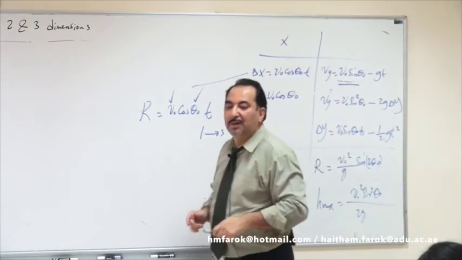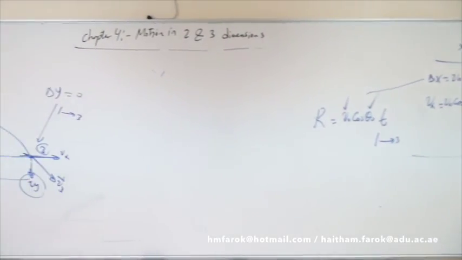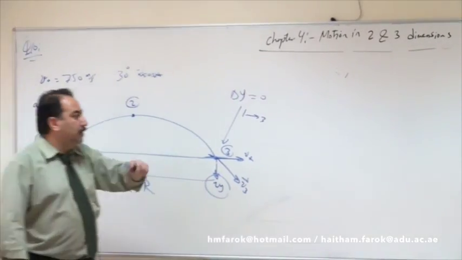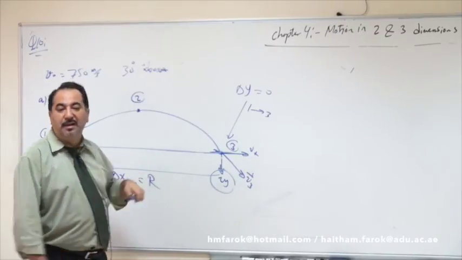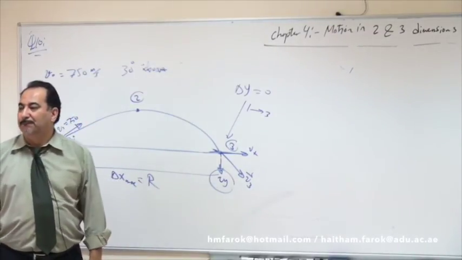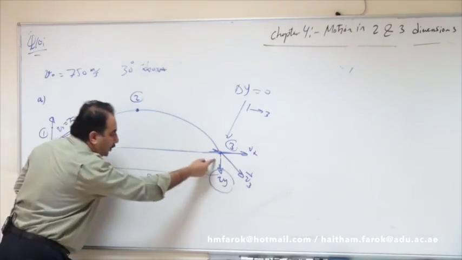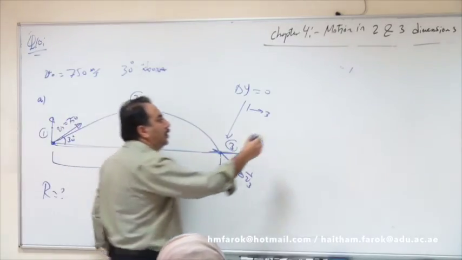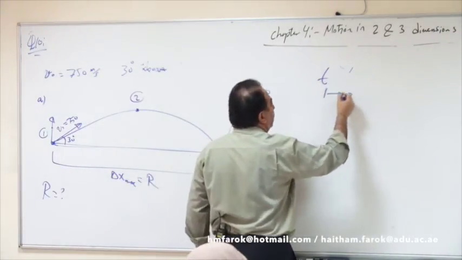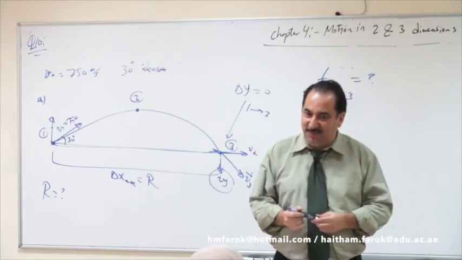Second question, B part. What is it? How long is the shell in air? How long is the shell in air? Which means find which time? How long is the shell in air? Total time from 1 to 3. We want T from 1 to 3. Did we answer this question or not? I already answered it for you.